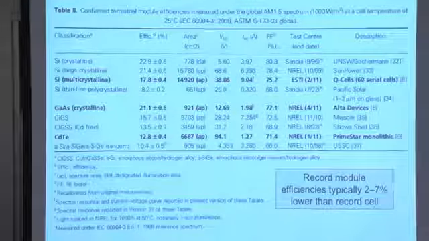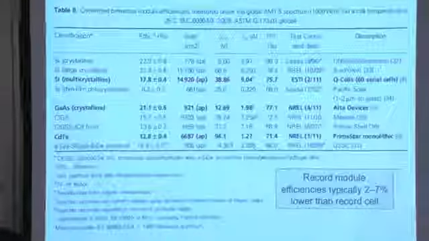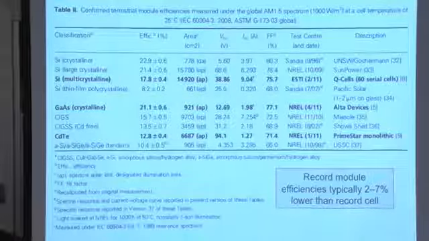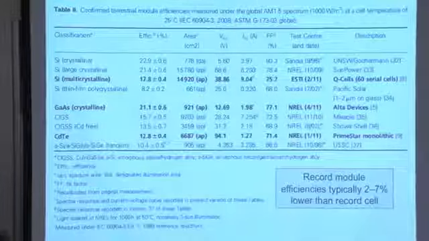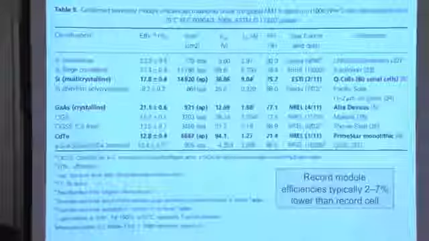Inhomogeneities, exactly. So if you have inhomogeneities in thickness or in composition or even in surface quality from region to region in that large area, you're likely to reduce your performance.